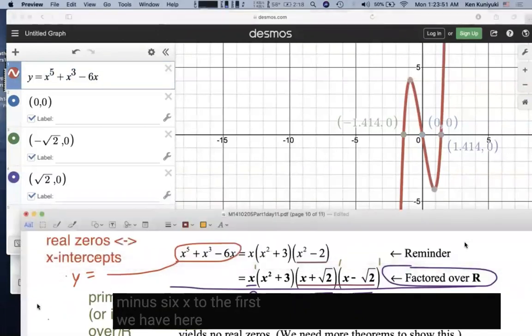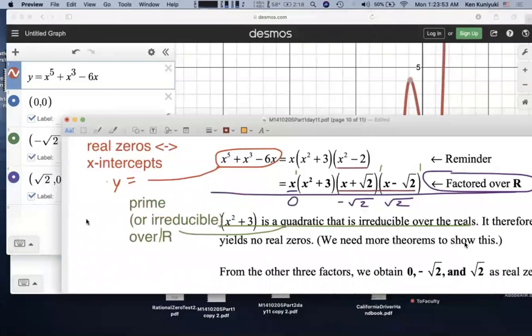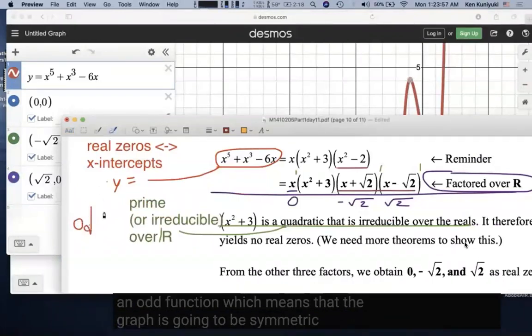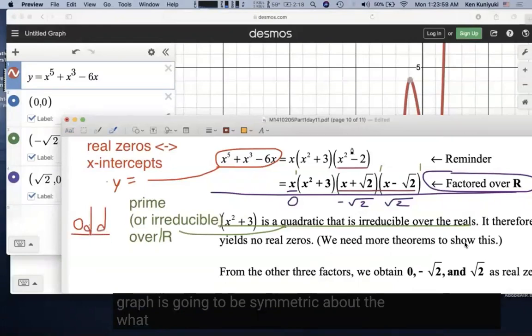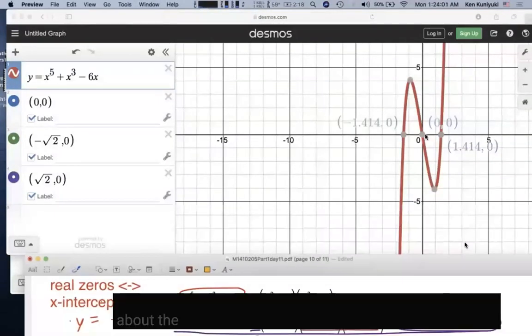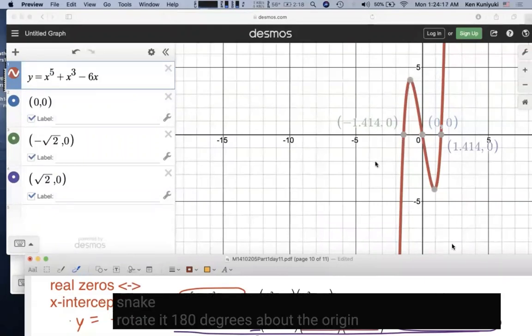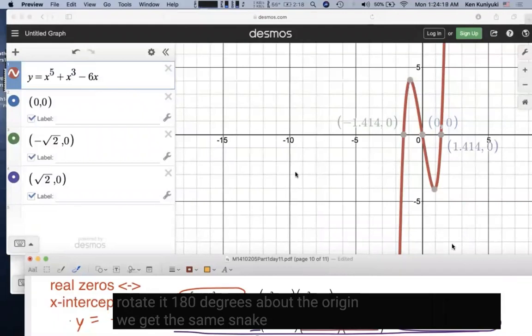We have here an odd function, which means that the graph is going to be symmetric about the what? About the origin, 0, 0. Notice that the origin is a point on the graph. It has to be for any odd function where 0 is in the domain. And notice that we do have symmetry about the origin. If we were to take the snake, rotate it 180 degrees about the origin, we get the same snake. Odd function, symmetry about the origin.